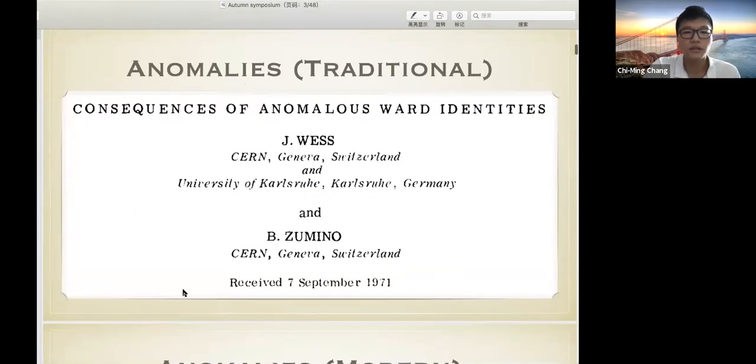This is a screenshot of Wess-Zumino's paper. You can see that this paper is already almost 50 years old.